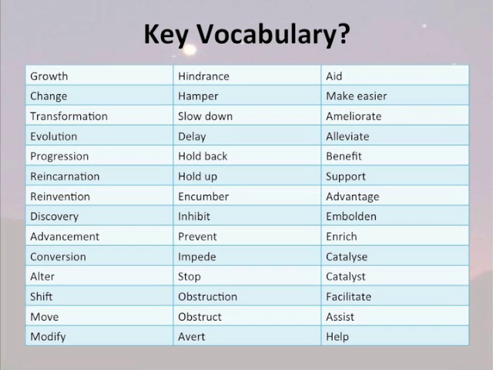So the first column is about the whole idea of movement into the world, the growth and the change. The second column is about those barriers. And the third column is more about the effect of mentors and moving into the world.